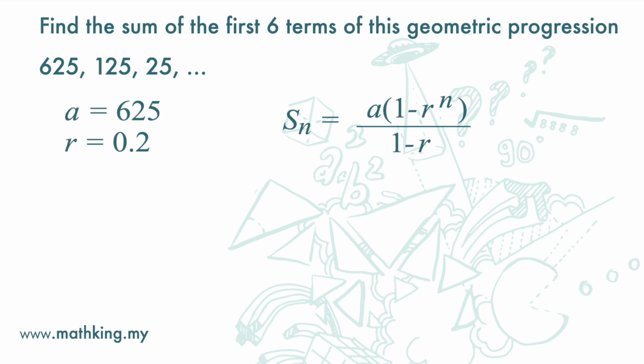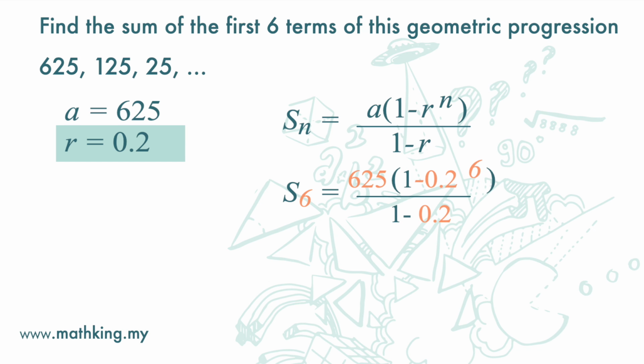Next, we plug in the numbers. A is 625. And then r is 0.2. With the help of a calculator, we get 781.2. The sum of the first 6 terms of this geometric progression is 781.2.